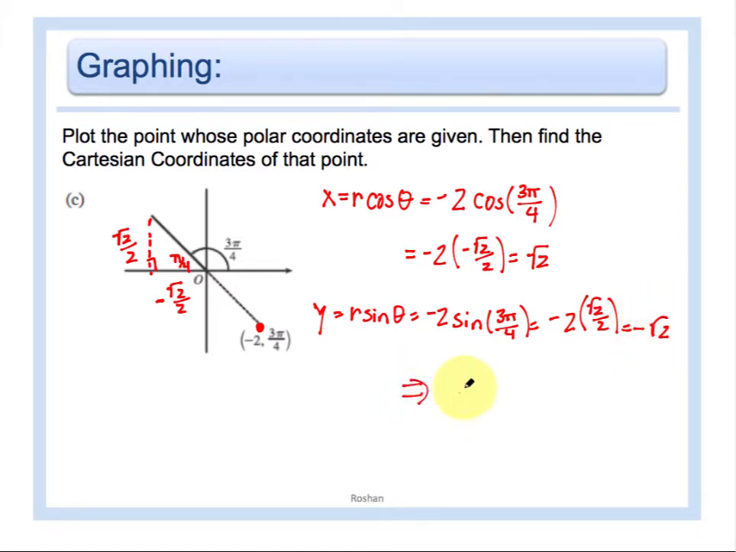So my Cartesian coordinate would be root 2, negative root 2 as my answer, which is a positive x and a negative y, which would land us in the fourth quadrant, which is where our point is. So that's a little check to make sure you're correct.